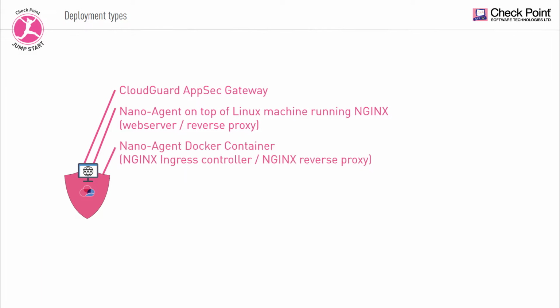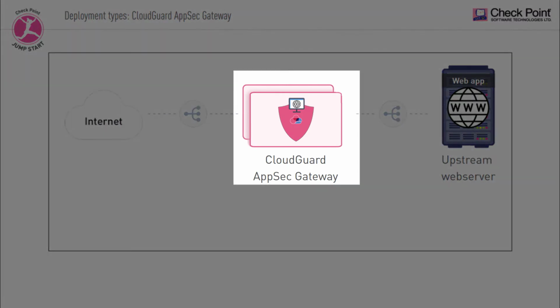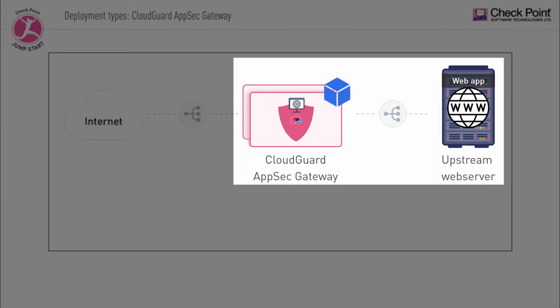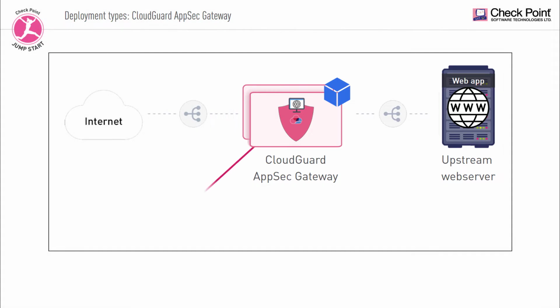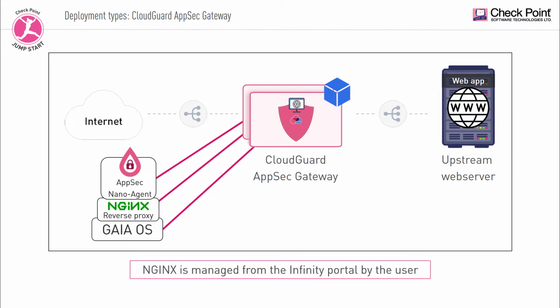Let's elaborate. When implementing AppSec via the CloudGuard AppSec gateway, we have a CloudGuard AppSec gateway virtual machine deployed in front of the web server to be protected. It runs on the Checkpoint Gaia operating system as a secure OS with an Nginx reverse proxy and an AppSec nano agent, which is the core of the solution. In this deployment scenario, Nginx is managed from the Infinity portal by the user.